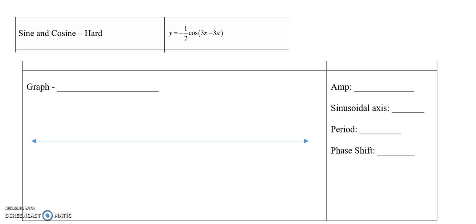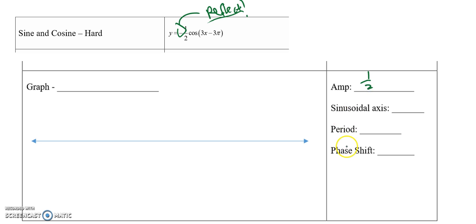So the first thing that I'm going to look at is this negative sign, and I'm going to write a little reminder to myself that I need to reflect. So this is going to be the reflection, or vertical reflection, over the x-axis of a cosine graph. Then I'm noticing the 1/2. That means the amplitude is 1/2.